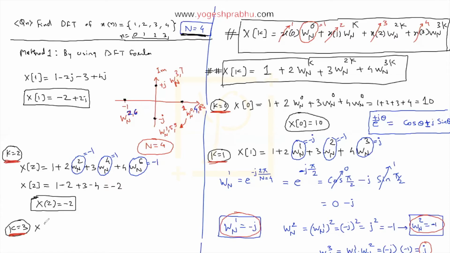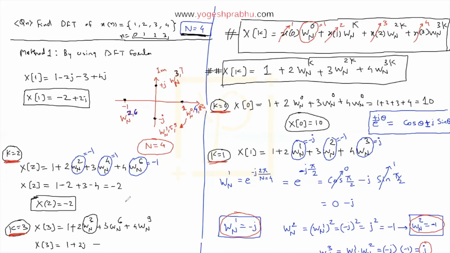This is going to be x of 3. Let's quickly put k equal to 3 in the equation over here. So I'll get x of 3 is equal to 1 plus 2 wn raised to 3 plus 3 wn raised to 6 plus 4 wn raised to 9. Let's write down x of 3 real quick. What is the value of wn raised to 3? We can look from this diagram. Wn raised to 3 is going to be j. So I'll get this as 1 plus 2j.